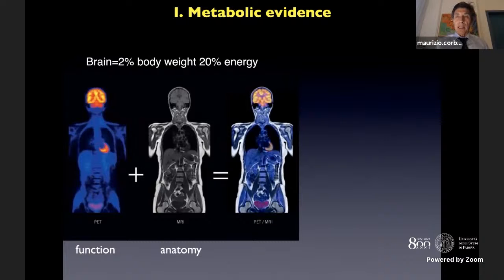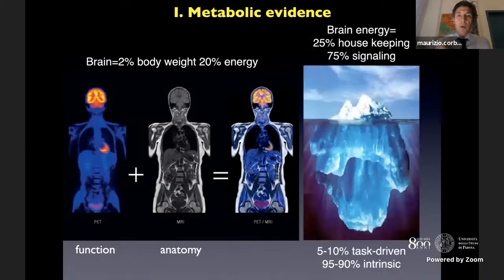In a kid, in a teenager, my son, who's 16, 50% of his glucose is going to his brain. It's kind of amazing. Of every 4 molecules of glucose, 2 of them are going to the brain.